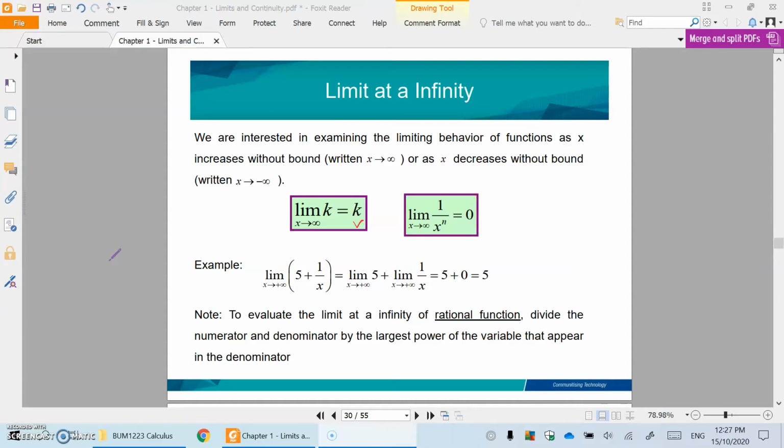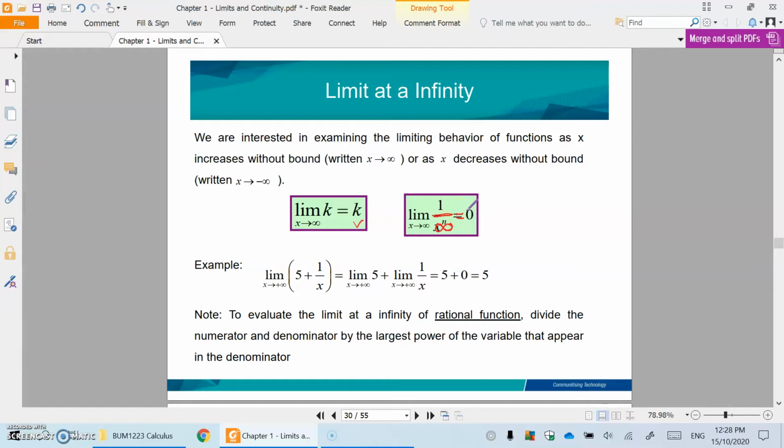So let's look at these two formulas. We have the limit of k, where k is a constant, any number, as x approaches infinity, will be equal to k. Next, the limit of the function 1 over x to the power of n as x approaches infinity will be equal to 0. This is because when 1 is divided by x to the power of n, and x approaches infinity, if we substitute infinity right here, 1 divided by a very big or very huge number will approach 0.